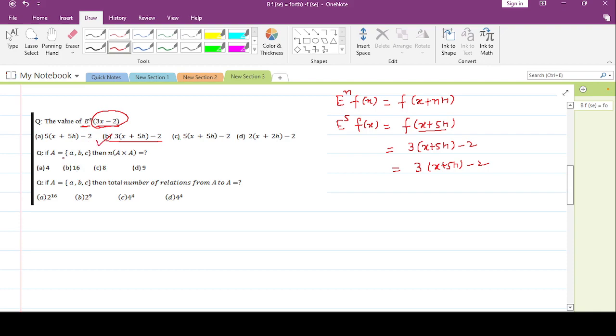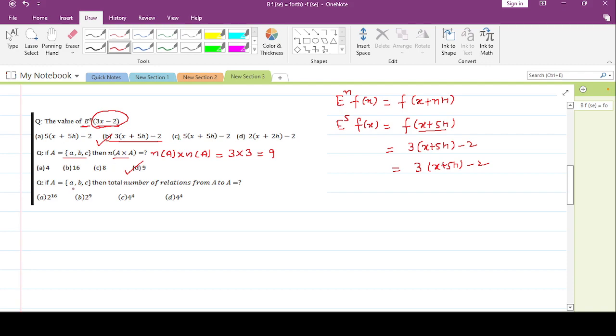Now, if in your A set we have 3 elements, then the number of elements in A cross A is equal to the number of elements in A times the number of elements in A. Okay, so in A set we have 3 elements, so 3 into 3, it is what? It is 9. So this option is correct.